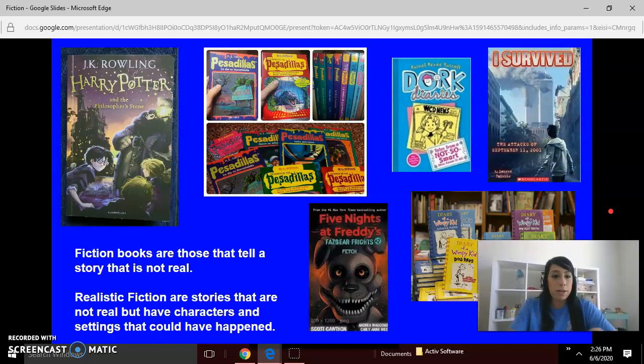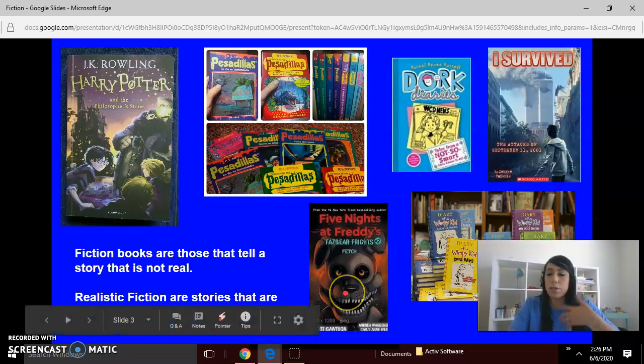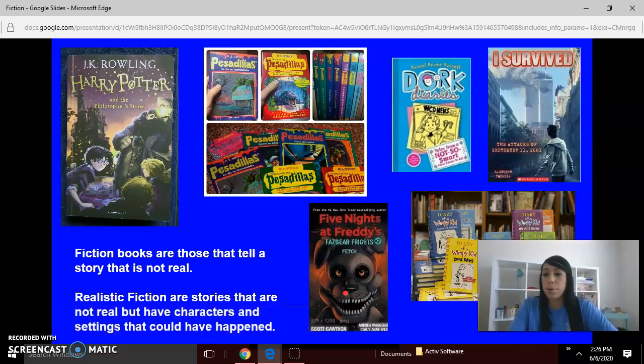Fiction books are just straight up fake. It's made up characters, it's animals that talk, things like that. And realistic fiction are books that have characters and settings that could have happened.